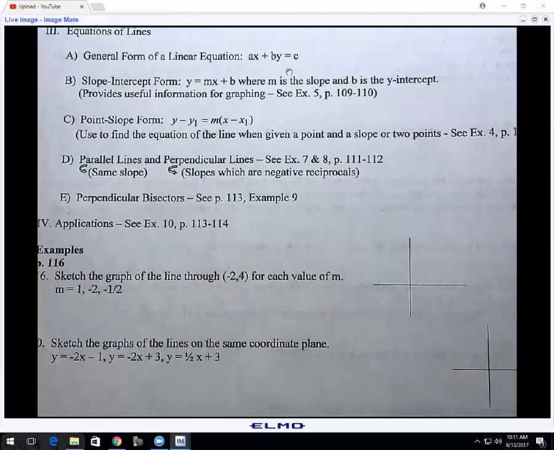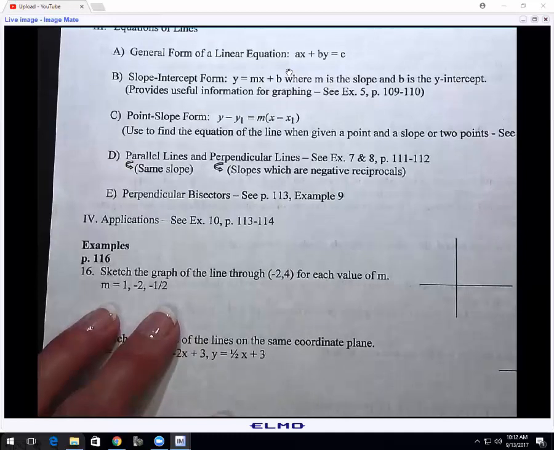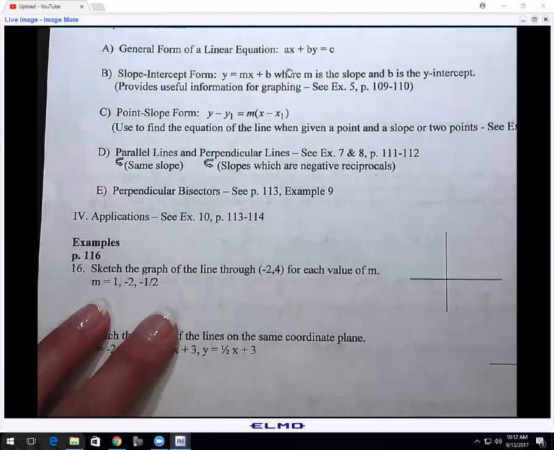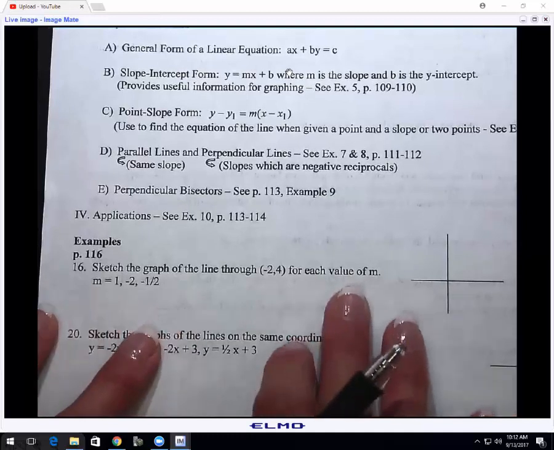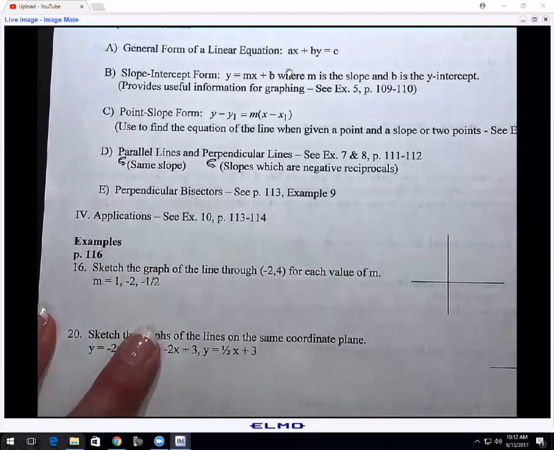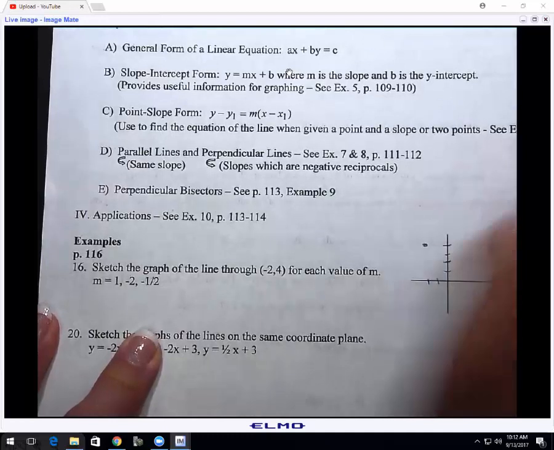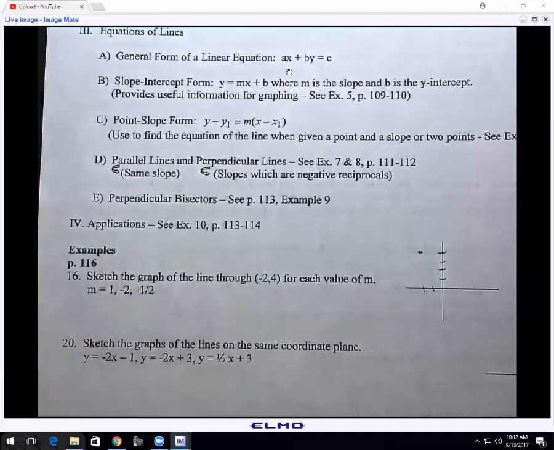So examples I know you've done before, I just told you where they are in the book. These are the examples that are a little bit different. Sketch the graph of the line through -2, 4 for each value of the slope. The slope is 1, the slope is -2, the slope is -1/2. I'm going to sketch 3 different lines. All 3 of them are going to go through the point -2, 4. How do I find a line that goes through that point and has the slope 1? How do I use the fact that the slope is 1? What does that mean?